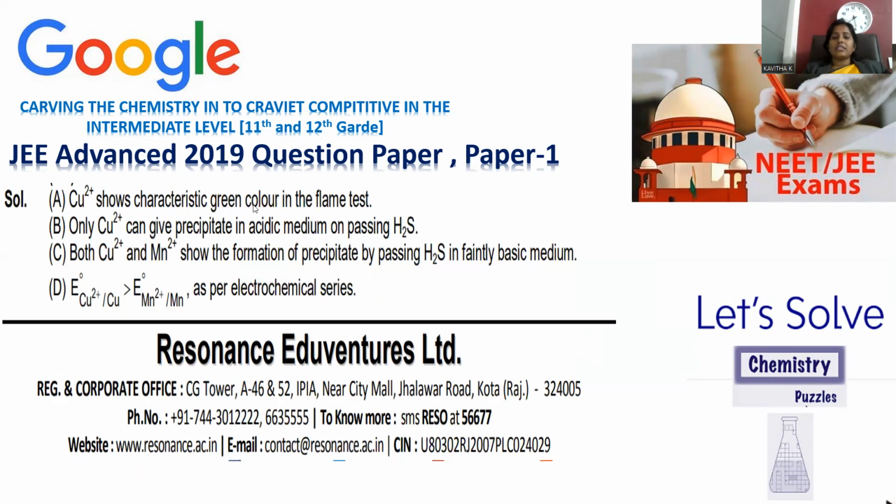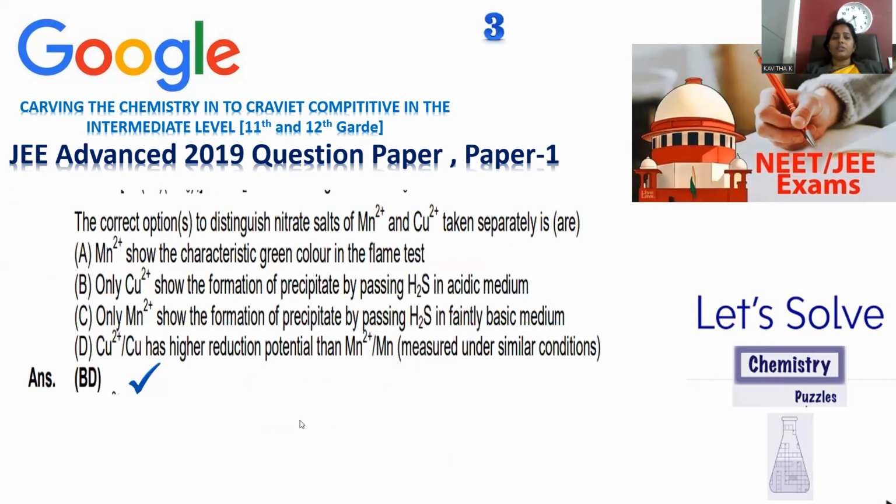Copper shows the characteristic green color in the flame test, but they are saying manganese gives the green color flame. This is wrong, so A is not the correct answer.